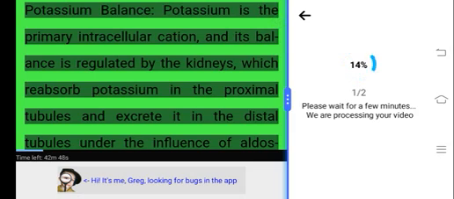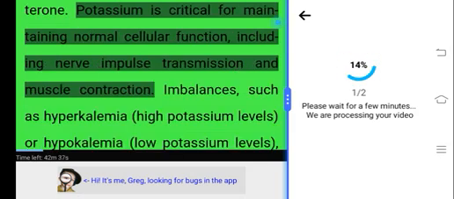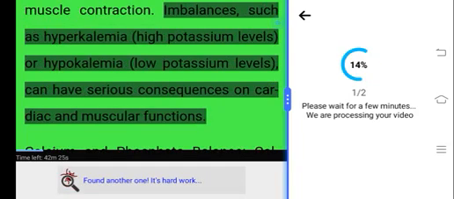Potassium balance. Potassium is a primary intracellular cation, and its balance is regulated by the kidneys, which reabsorb potassium in the proximal tubules and excrete it in the distal tubules under the influence of aldosterone. Potassium is critical for maintaining normal cellular function, including nerve impulse transmission and muscle contraction. Imbalances, such as hyperkalemia, high potassium levels, or hypokalemia, low potassium levels, can have serious consequences on cardiac and muscular functions.